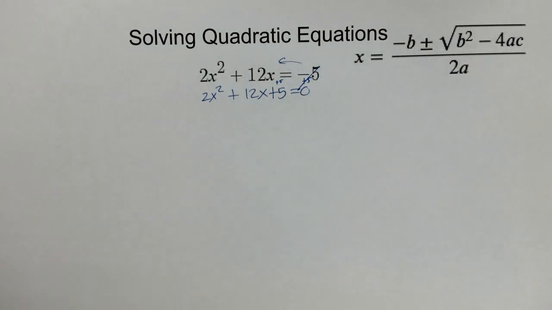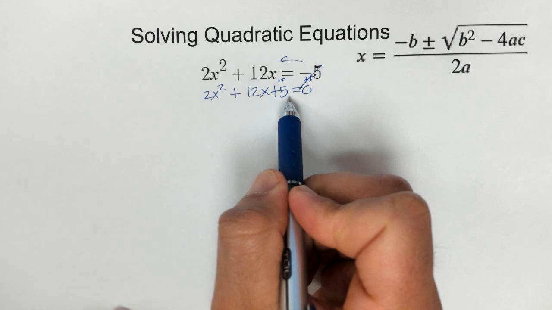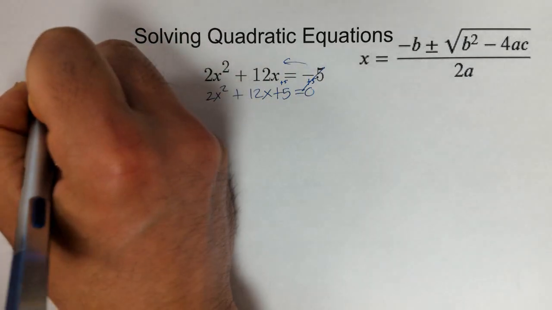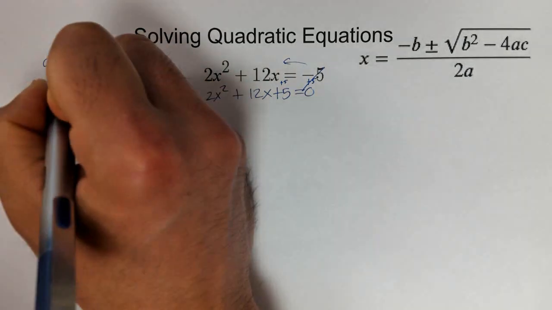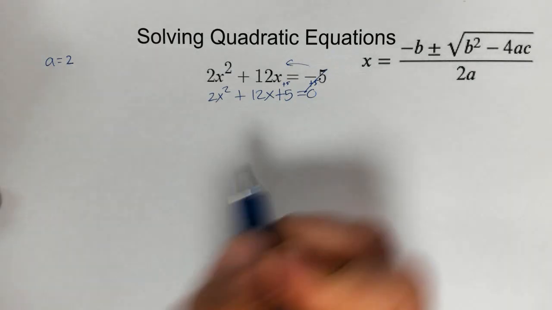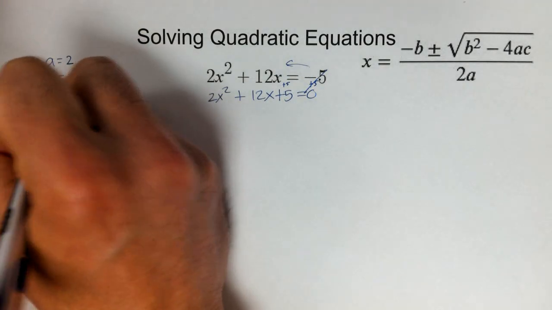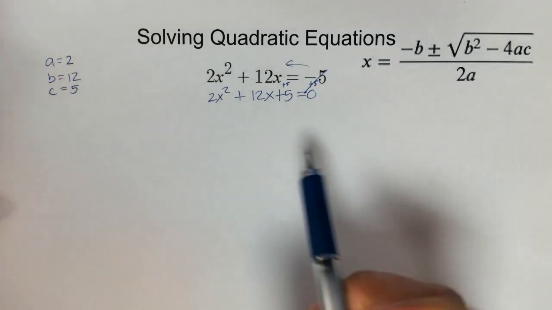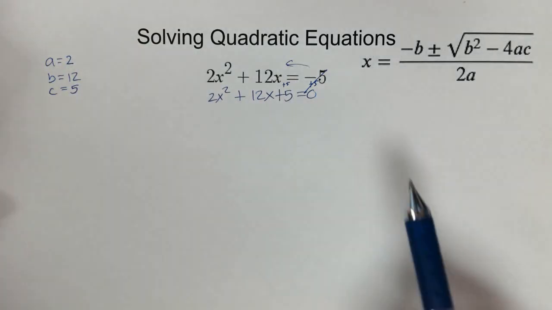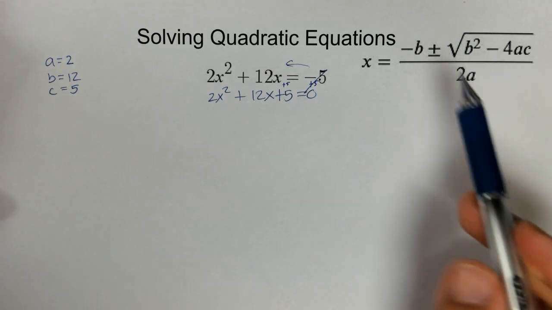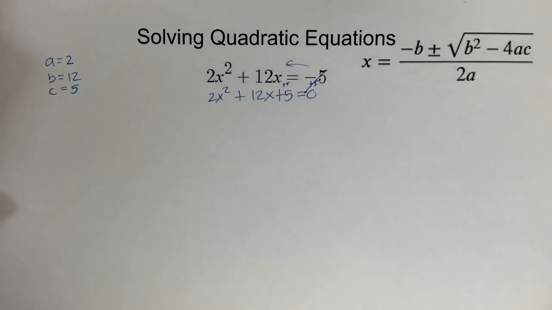I have A, B, and C in the correct order, so I can see that A equals positive 2. B is equal to positive 12, and C equals positive 5. See here all the coefficients are positive. I'm going to plug into my formula, and I continue to simplify as we just did earlier.